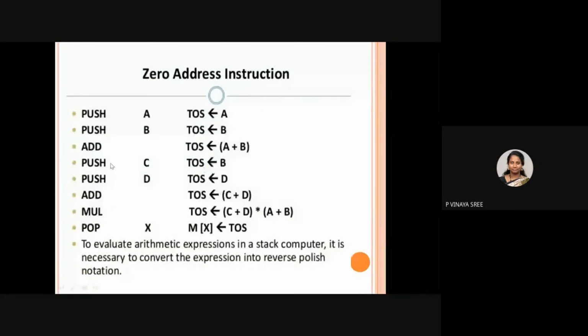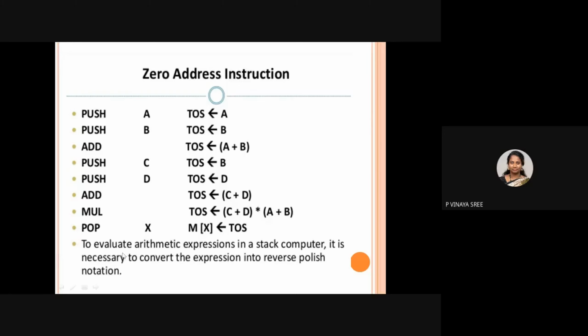So here is the zero address instruction format, but along with this you even have to draw the stack's topmost elements. This is an example where we have considered X equals A plus B into C plus D. So we push A, and the top of the stack is A, push B, add, push C and D, add, and multiply, and the final result is on the top of the stack. Then we pop, and we need to specify the memory location X, as it is mentioned X equals to. Whatever we have in the topmost element of the stack, we place in that memory location.